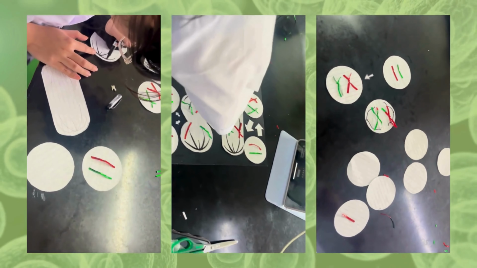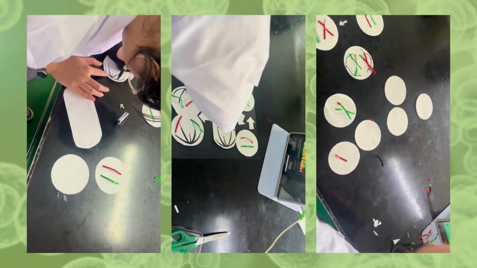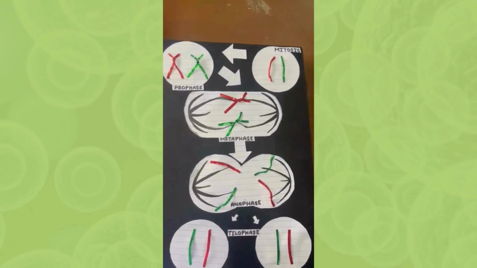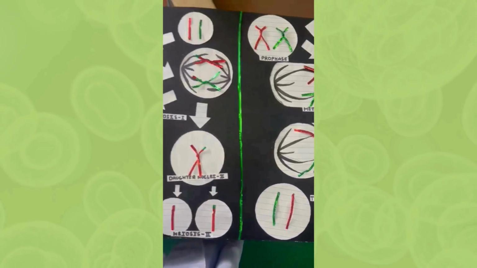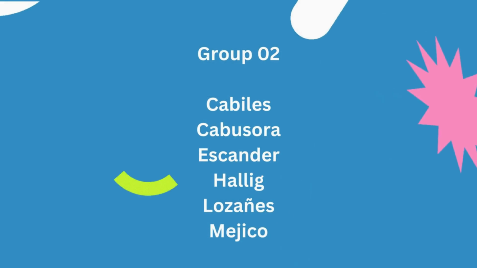The group wraps up the visual presentation by securing the wired models onto an illustration board. Arrows and labels further highlighted each division and stage. The meiosis and mitosis models were visually separated on the illustration board with a green wire and submitted with the group members' names on the other side.